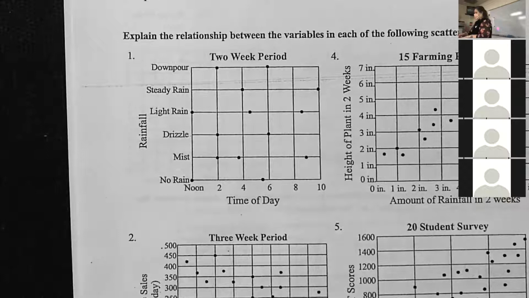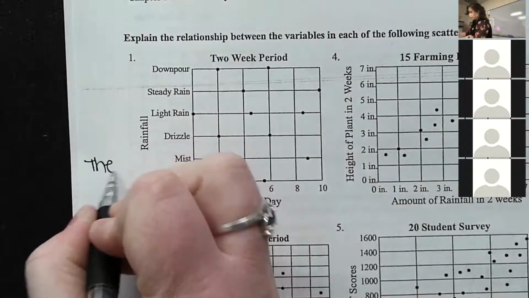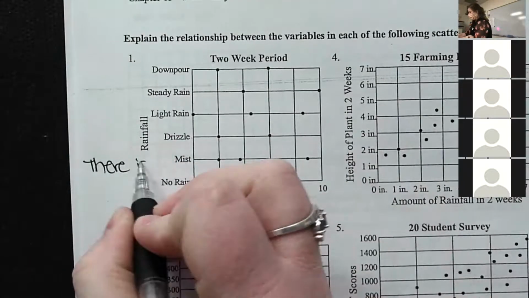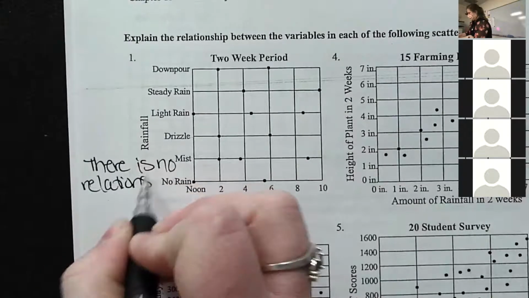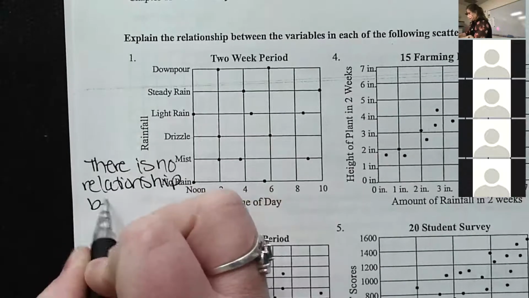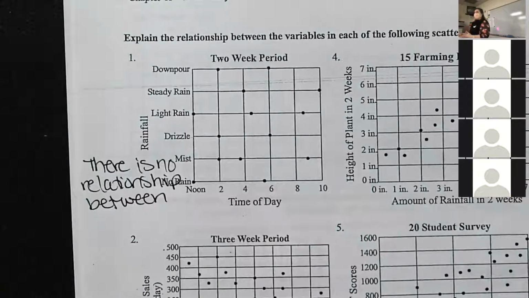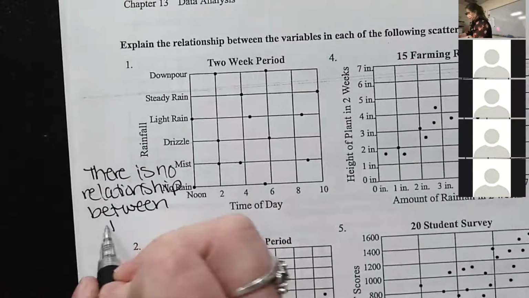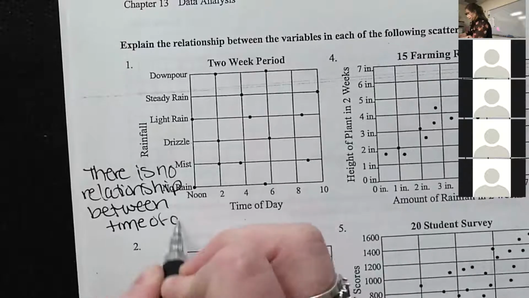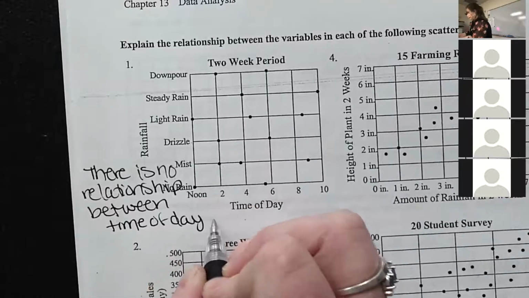So in this one, was there a relationship here? No, so I need to literally say that in words. There is no relationship between, what are my 2 variables in this graph? Types of rain and time. Yep, time of day and rainfall. Yep, between time of day and rainfall. So make sure you're writing this down.